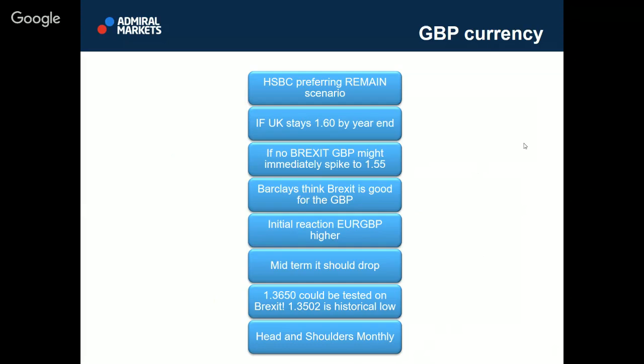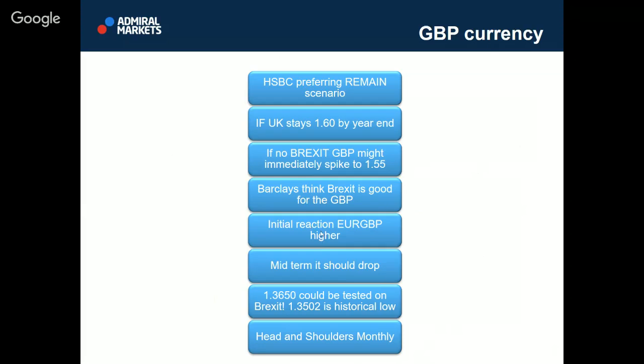Now, what banks actually said is that HSBC prefers the Remain scenario, and they imply that 1.60 will be reached by year end, and if no Brexit, they imply that GBP will immediately spike to 1.55. What banks say, actually, I need to agree with it, because the analysis I did says it too. I will show it during the second part of the webinar.